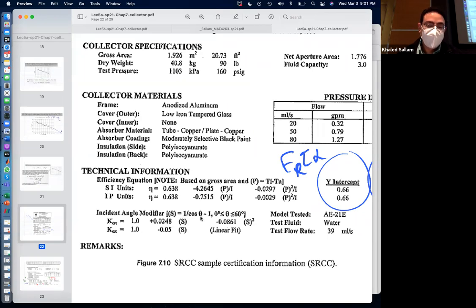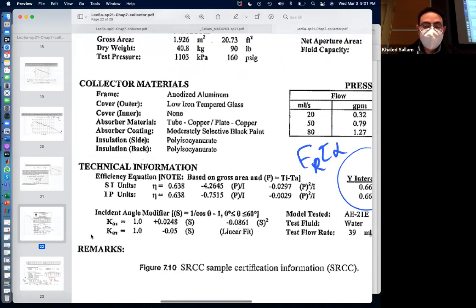Okay. So he's basically saying, what's the equation for that? He's saying the equation is 1 plus 0.024 s minus 0.0861 s squared. And if you want to use a linear fit, which is easier but less accurate, here it is. And what's that s? He explained. The s is 1 over cosine theta minus 1, where theta is going between 0 and 60.